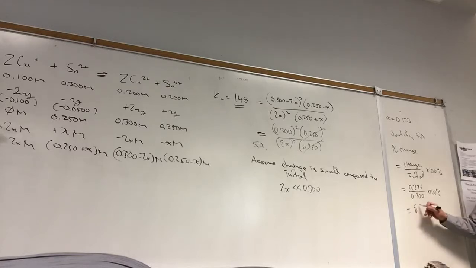82%. What's our cutoff? 5%. 5% is even too big. And so this is way bigger than 5%.